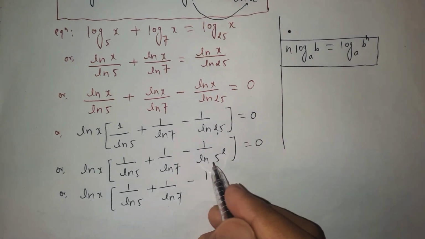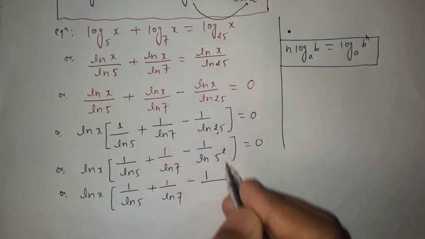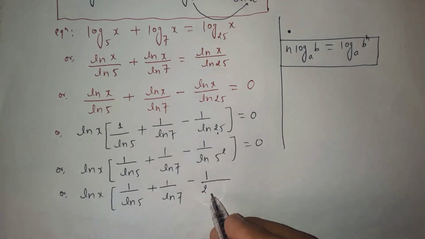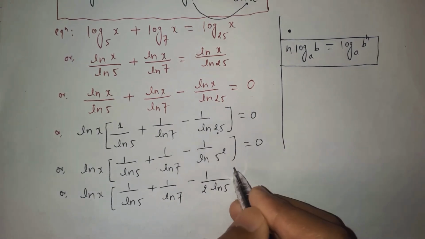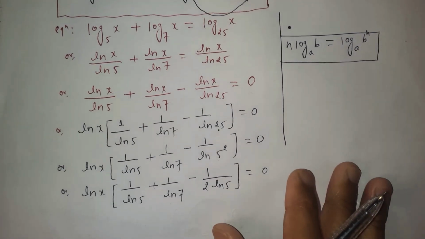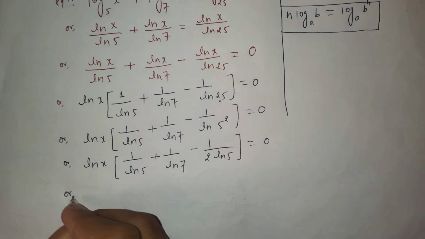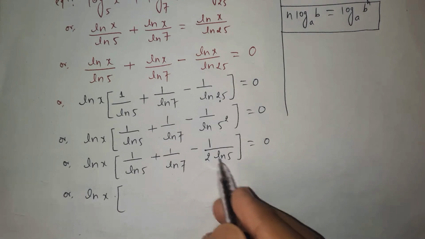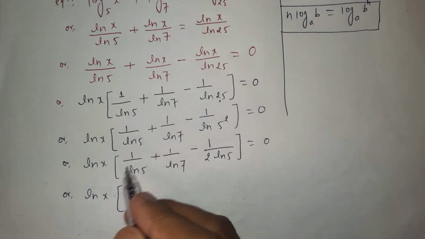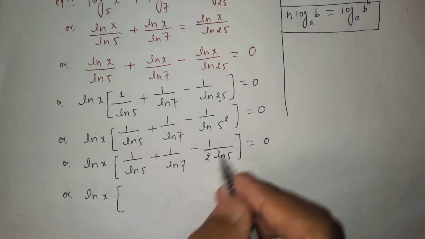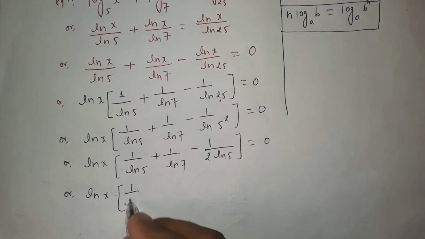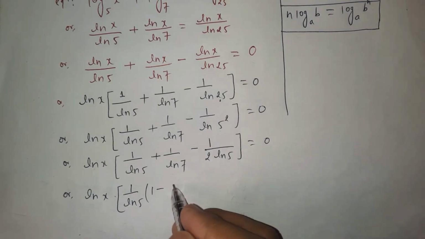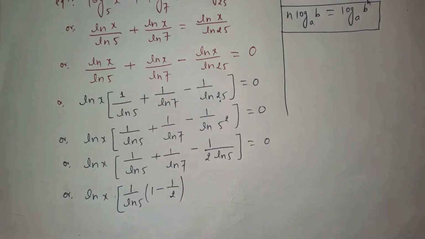Here is the same case in the denominator of this term, so we can apply this formula. Here the power is 2, so we can bring it in the front. 2 ln of 5 is equal to 0. And this can be further simplified as ln of x times, and the terms here are like terms. In the first and the third term we can take 1 over ln of 5 as the common, and then 1 minus 1 over 2 will be left.